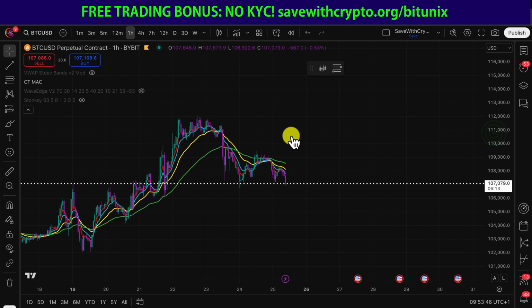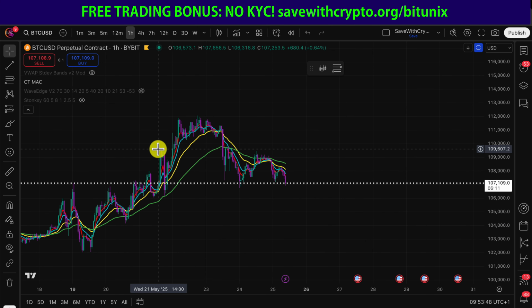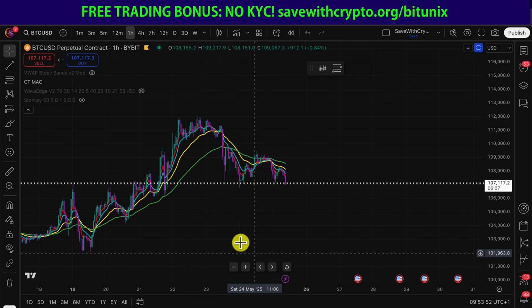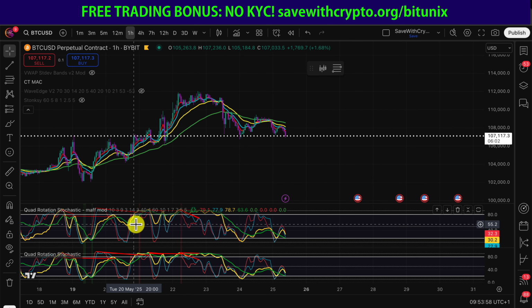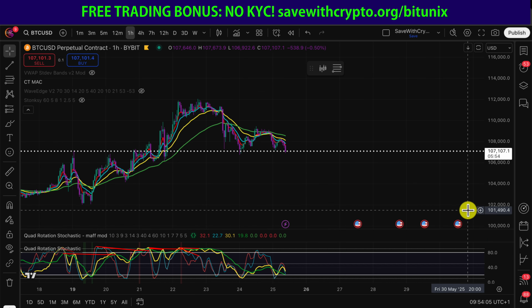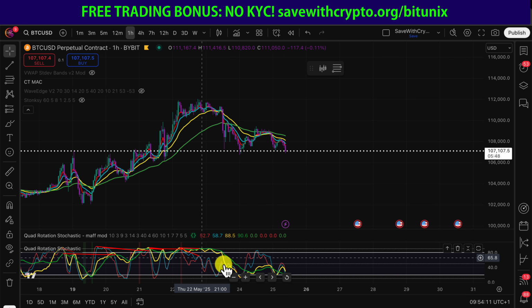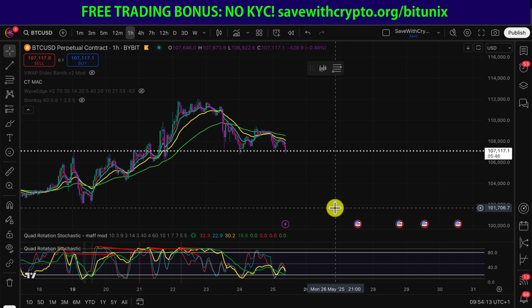Now, I've been using this indicator called the quad rotation stochastic, and just to confuse matters, there's two here, right? So I'm just going to hide this one for the moment, and we'll talk about that shortly. Okay, so this is an indicator that I find really useful on the lower time frames, although the 1 hour time frame does show some interesting stuff.